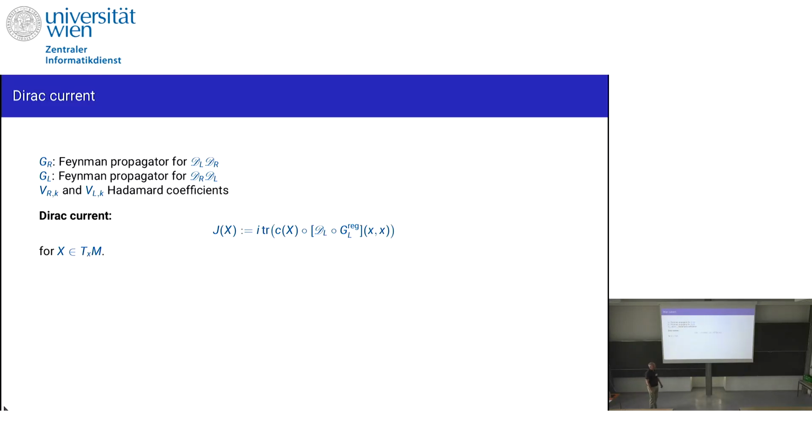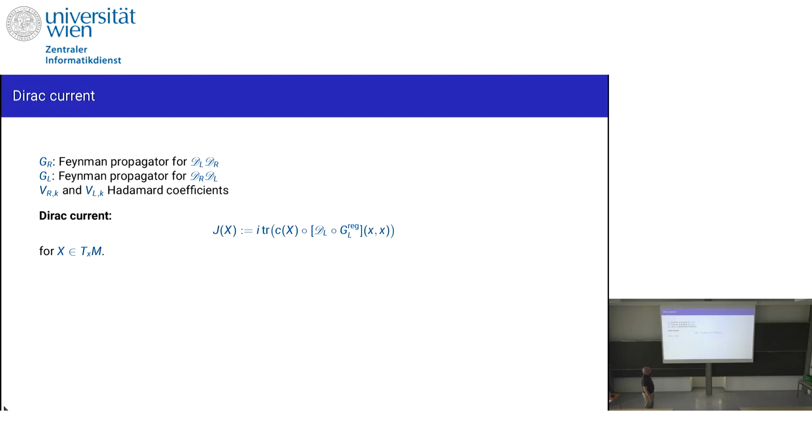Okay, good. Now, here's the Dirac current. So let's say we take the left-handed Feynman propagator, take its regular part for n equals 2, so that's a C2 function near the diagonal. We differentiate in one component, so we still have something which is C1 here, and then we compose with Clifford multiplication by a vector, which makes the whole expression linear in the tangent vector x. Evaluate this on the diagonal, and this way this defines us a one form on our manifold. It's of regularity C1, because here we have taken something which is C2. So that's our definition of a Dirac current.